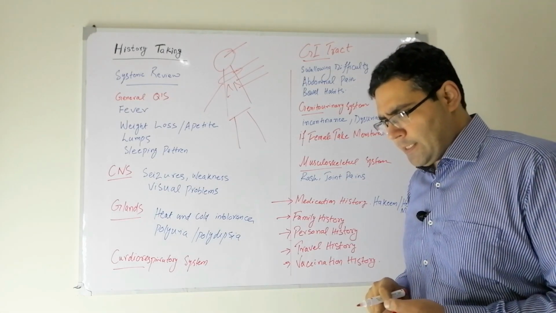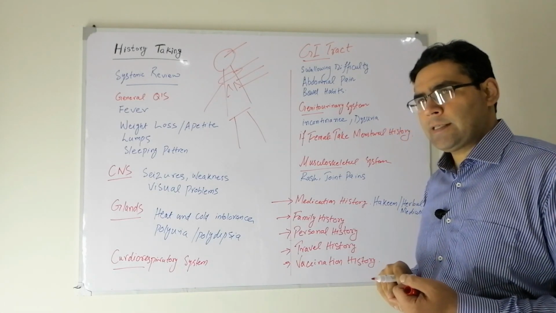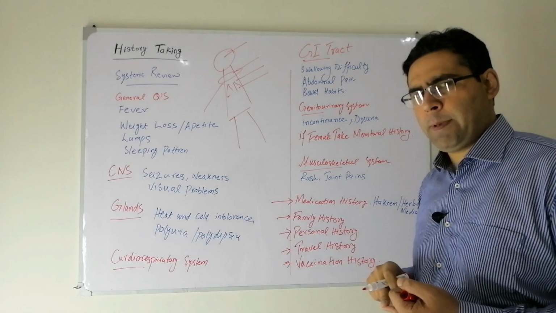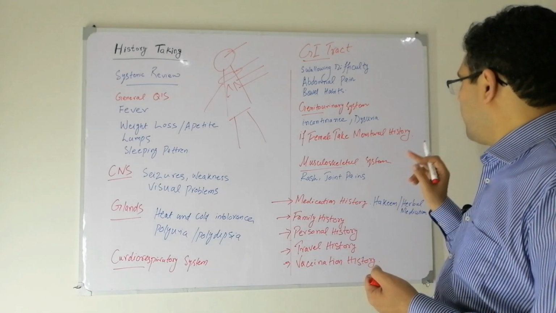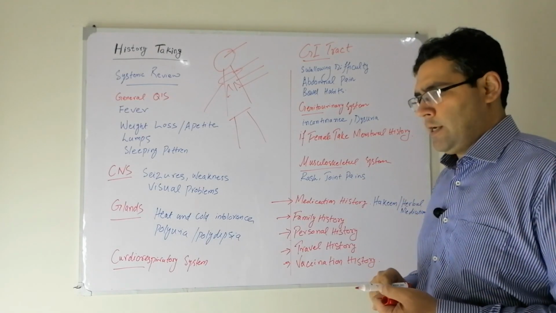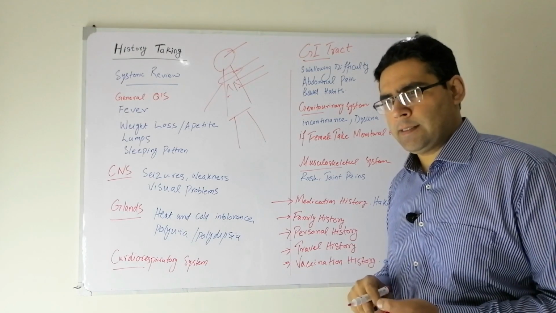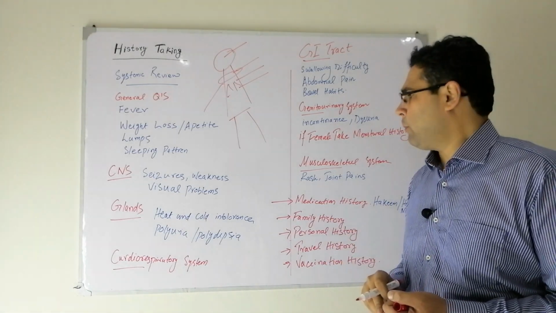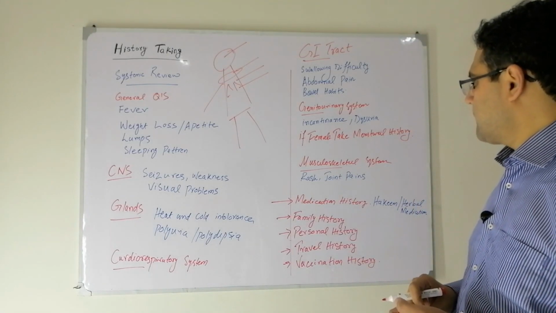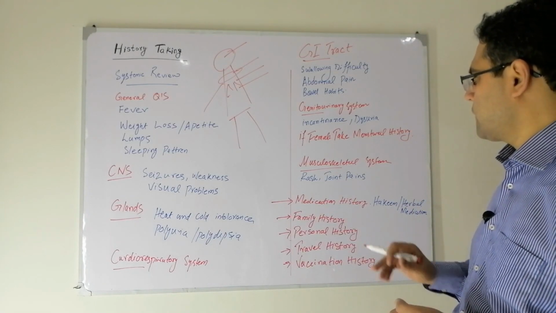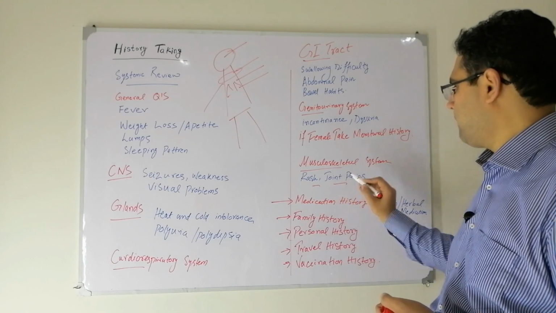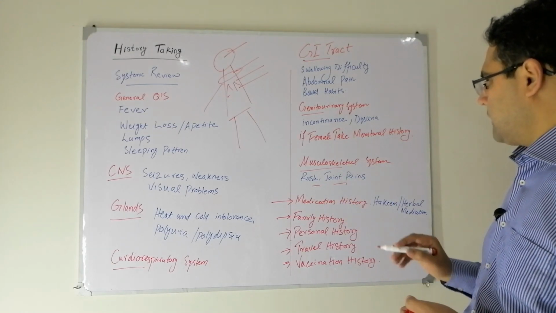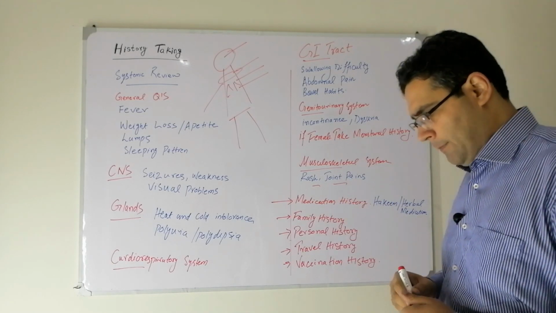If the patient is female, the examiner expects you to ask about menstrual history, and if the female is of age, then you will ask about the menopause. And then comes the musculoskeletal system, ask about rash and joint pains. And then comes the medication history.